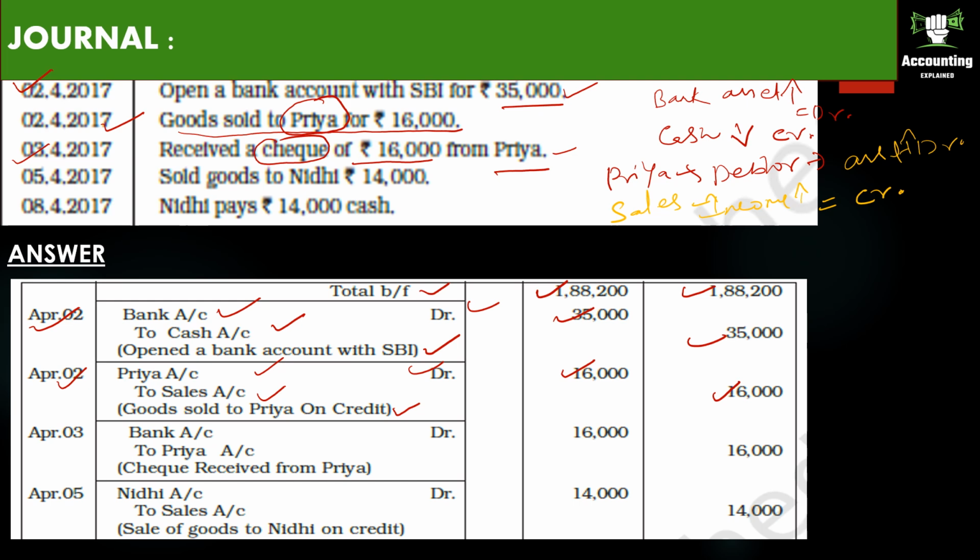So your bank account is increased. Since Priya has paid us money, bank account is an asset. When the asset is increased, what you have to do? Debit. Okay. Priya has paid us money. So when Priya is a debtor, so here we have seen, see, Priya is a debtor, no?